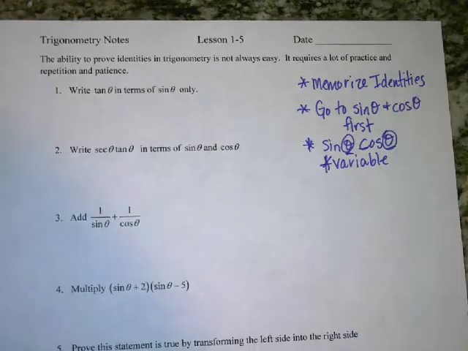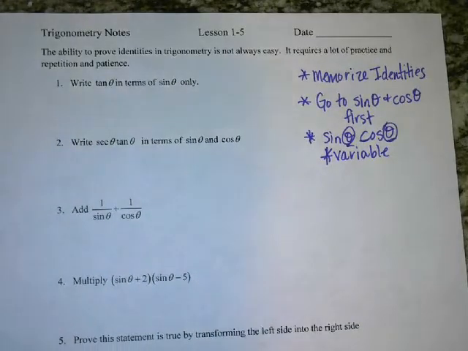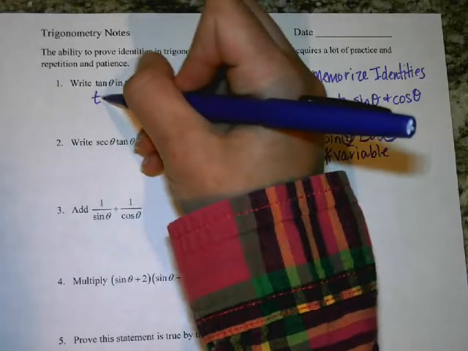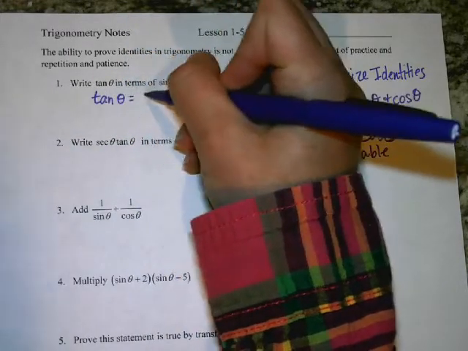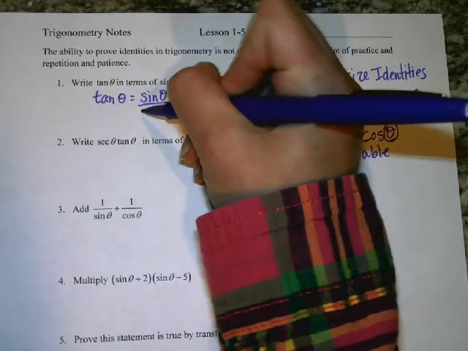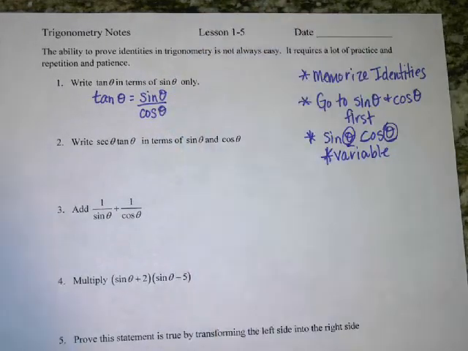In the first one, it says write tangent in terms of sine only. Let's think about what we know. Our reciprocal identities, tangent only goes to cotangent, so we probably don't want to use one of those. But we also know from our ratio identities that tangent is sine over cosine. Well, it said we could only use sine. So, do we have another way that we could write cosine? We sure do, from one of our Pythagorean identities.